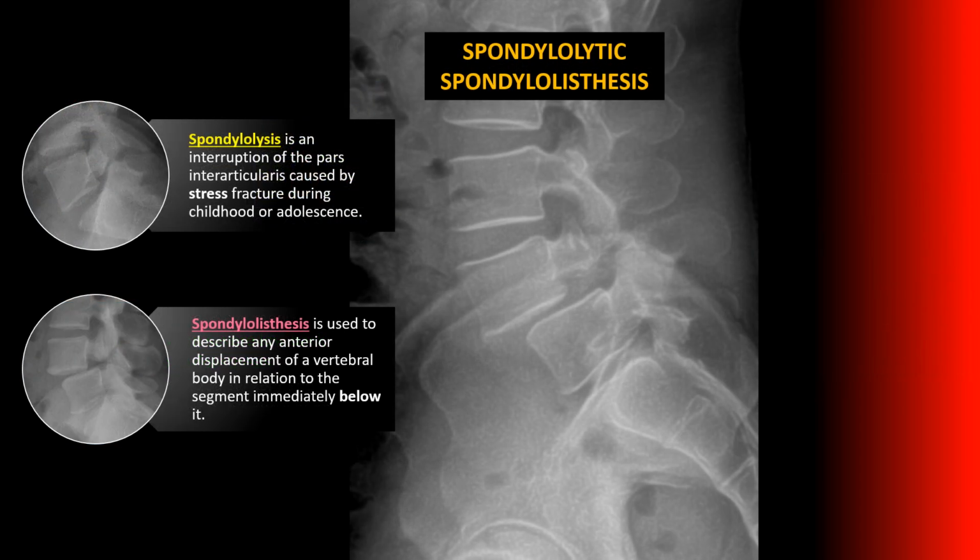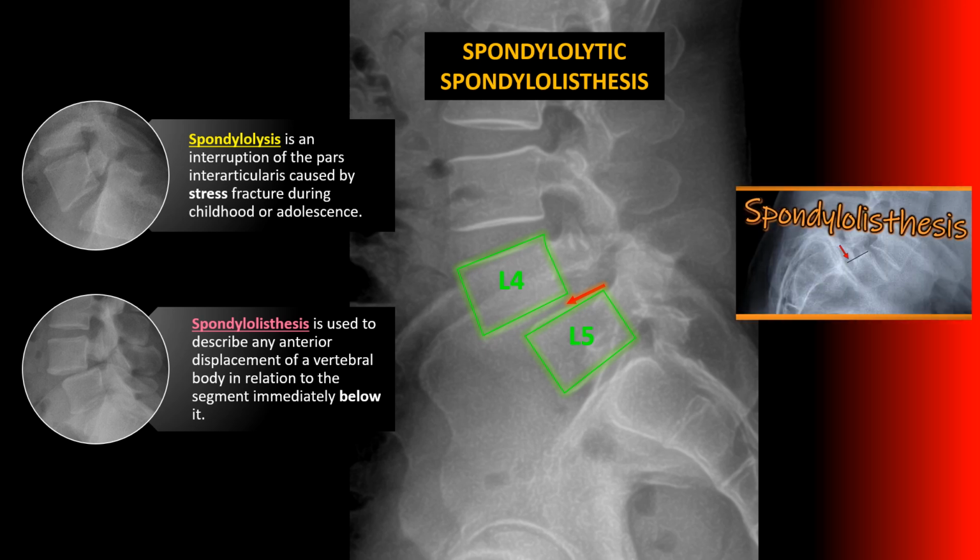So there are two terms we need to look at first. Spondylolysis, which is an interruption of the pars interarticularis caused by a stress fracture during childhood or adolescence. And then we have spondylolisthesis, which is used to describe any anterior displacement of a vertebral body in relation to the segment immediately below it. So in this example on screen, there's an anterolisthesis of L4 in relation to L5. And I have a whole video of the different types of spondylolistheses and characteristics that you can find linked in the description below.